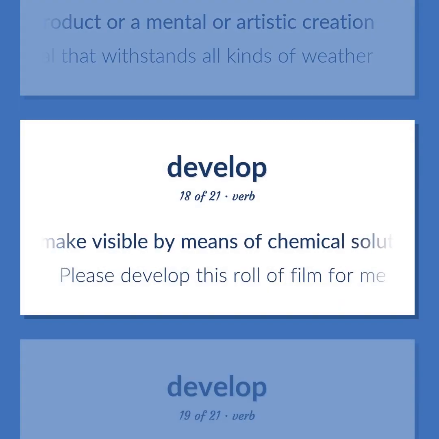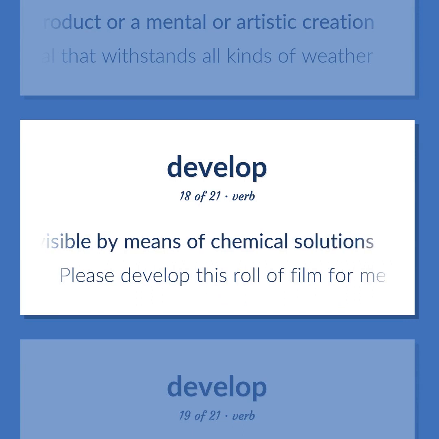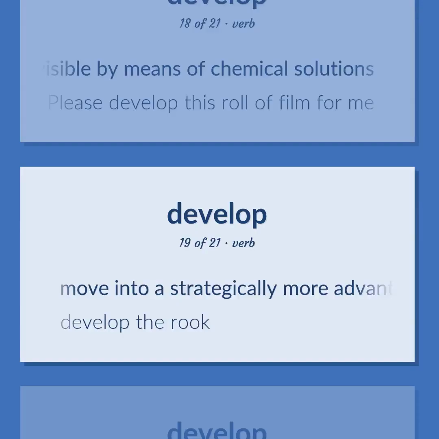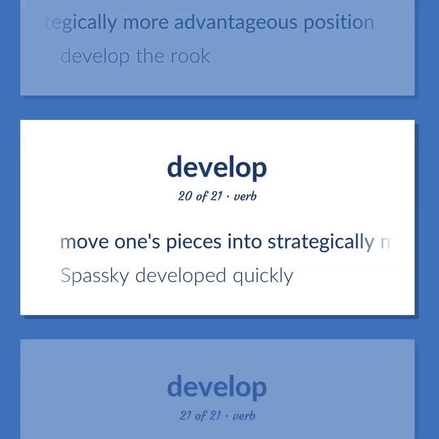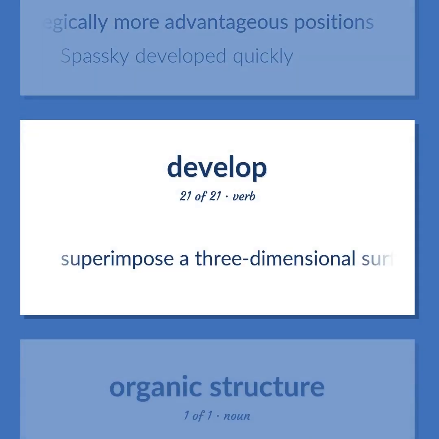Make visible by means of chemical solutions. Please develop this roll of film for me. Move into a strategically more advantageous position. Develop the rook. Move one's pieces into strategically more advantageous positions. Spassky developed quickly. Superimpose a three-dimensional surface on a plane without stretching, in geometry.